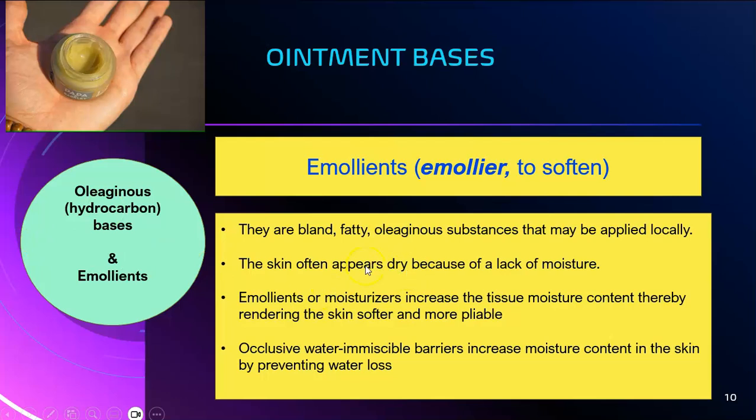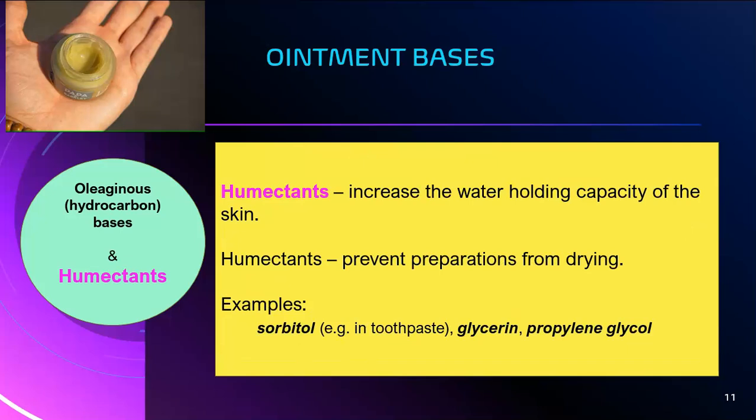and they support and maintain the moisture in the skin. So it's used to treat dry skin, and it increases the tissue moisture content, thereby making the skin softer and pliable. Now, in terms of occlusive water immiscible barriers, they increase the moisture content of the skin, preventing water loss.